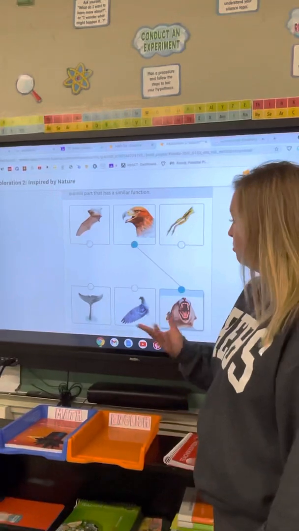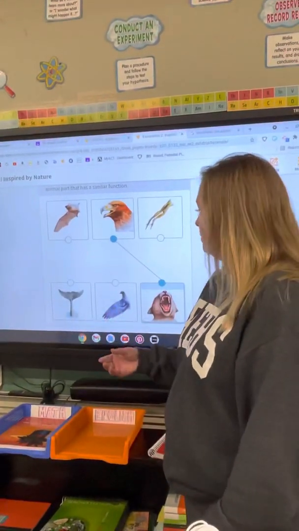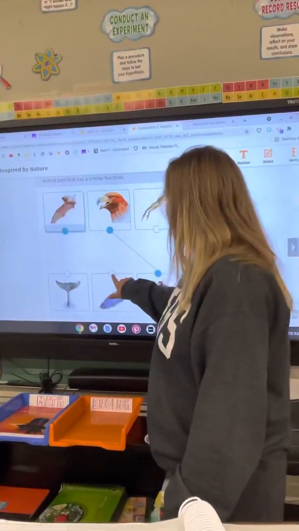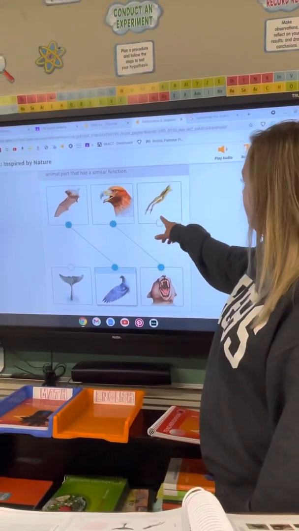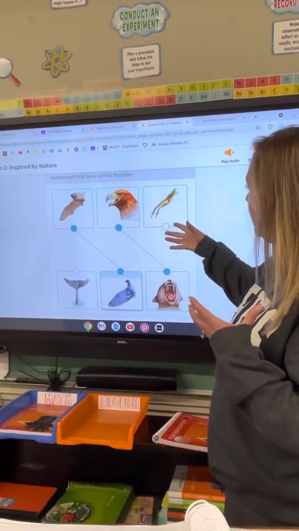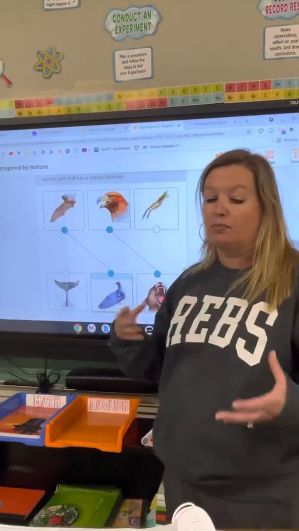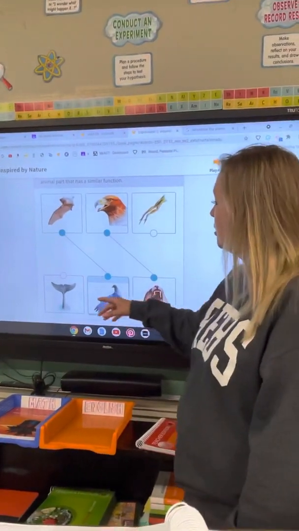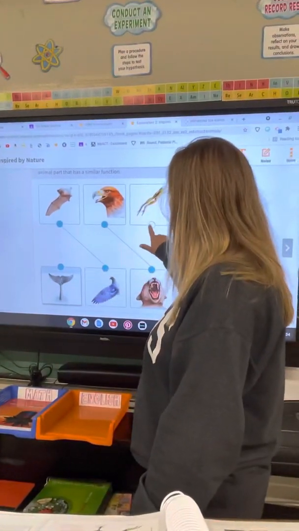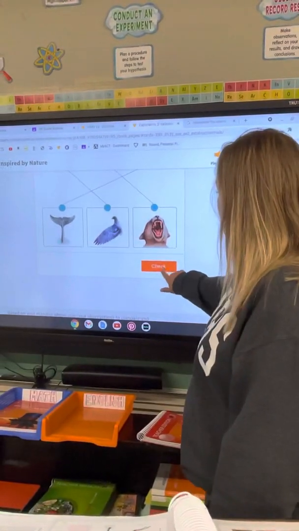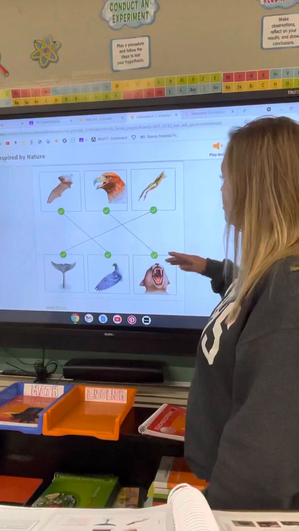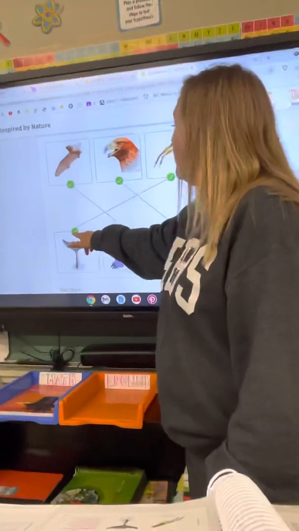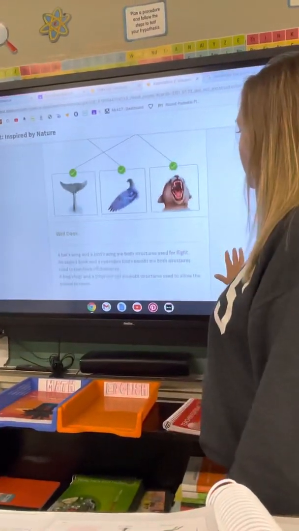All right, so let's look at the bat's wing. It's used to help it fly. Which one do you think it should be paired with? A pigeon. Okay, this frog, its legs are used to help it move from place to place. So obviously this whale's tail helps it move from place to place. Hopefully I'm right. Okay, yes. So these help them rip apart food, these help them to fly, and these help them to move from place to place.